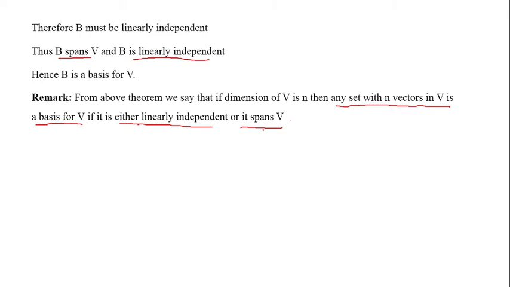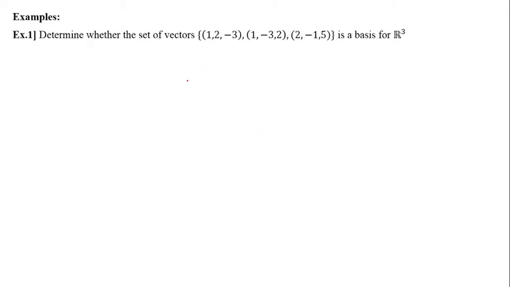Let us see such type of examples. Determine whether the set of vectors from R3, (1, 2, minus 3), then (1, minus 3, 2), and then (2, minus 1, 5), is a basis for R3. Now here, what is the dimension of R3? The dimension of R3 is 3. What is the number of elements in the given set? This is 1, this is 2, and this is 3. So the given set contains exactly 3 vectors. So this set will be a basis for R3 if it is either linearly independent or it spans R3.